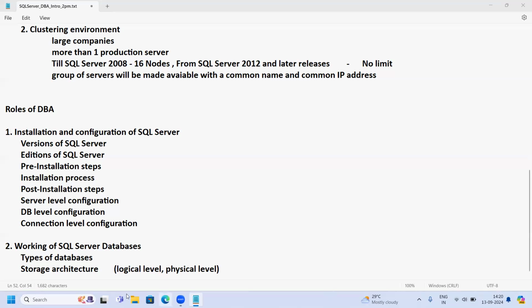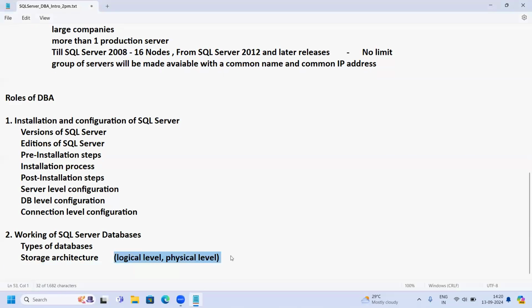Okay, how many levels? Two levels. Logical level, physical level. So when we start, at that time, I'll discuss. Both levels we'll discuss, and the detailed process we'll understand in detail. And whatever we are learning is not an assumption; there should be authentic points to justify it. That also we'll discuss in detail.